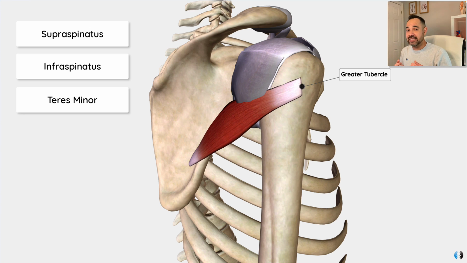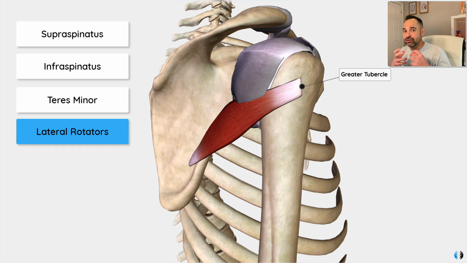So those 3 muscles all insert into the greater tuberosity, and the key thing that they have in common is that they are all considered to be lateral rotators of the shoulder. There's a little bit of controversy about supraspinatus and whether it actually initiates abduction or not, but nowadays we commonly think of it more as a lateral rotator.